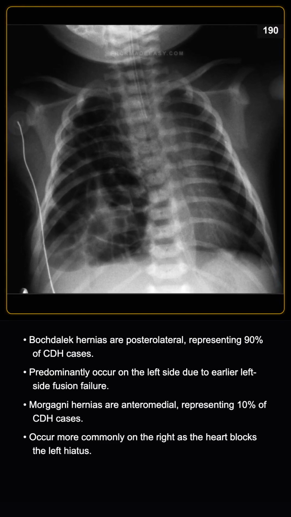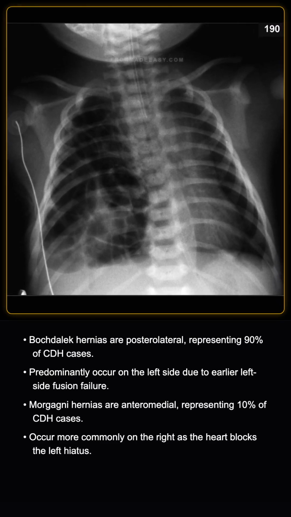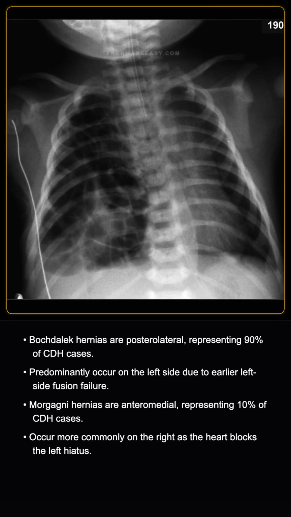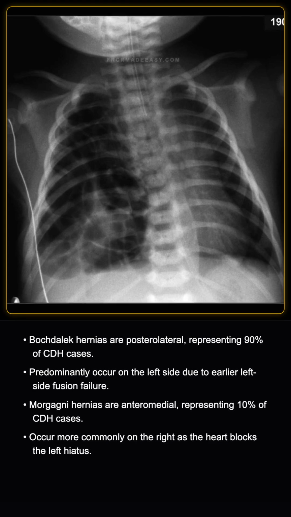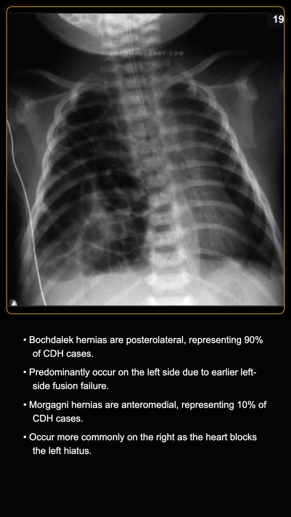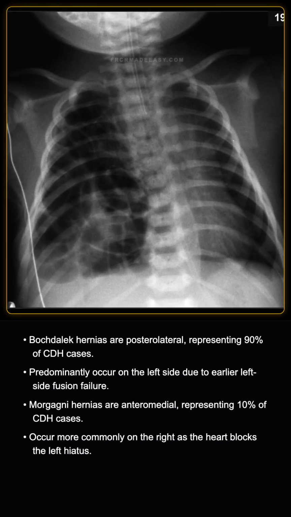A Morgagni hernia is an anteromedial defect occurring through the sternocostal hiatus. It accounts for the remaining 10% and occurs more commonly on the right side, as the heart and pericardium provide a physical barrier on the left.